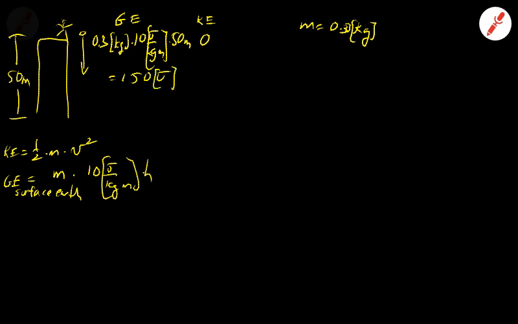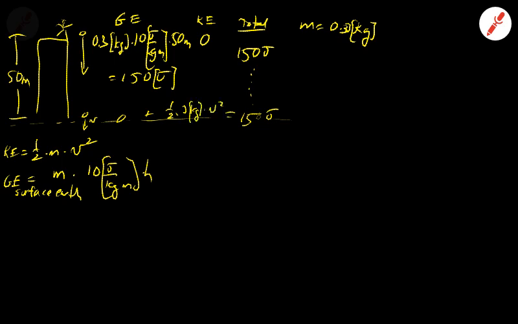So at the very top, we have 150 joules of gravitational energy. We have 0 joules of kinetic energy, and so the total energy of the system is 150 joules, and that's true at the very top, and it's true all the way at the very bottom and every spot in between. At the very bottom, the gravitational energy is 0 because the height h is 0, and then the total energy would have to equal 1/2 times 0.3 kilograms times the speed squared, and this has to equal 150 joules.